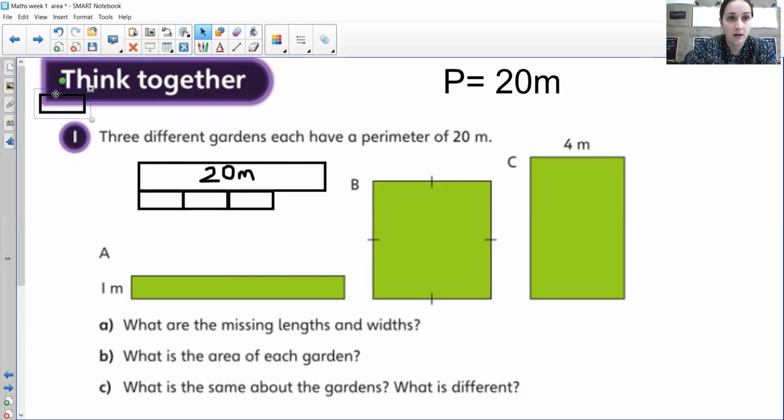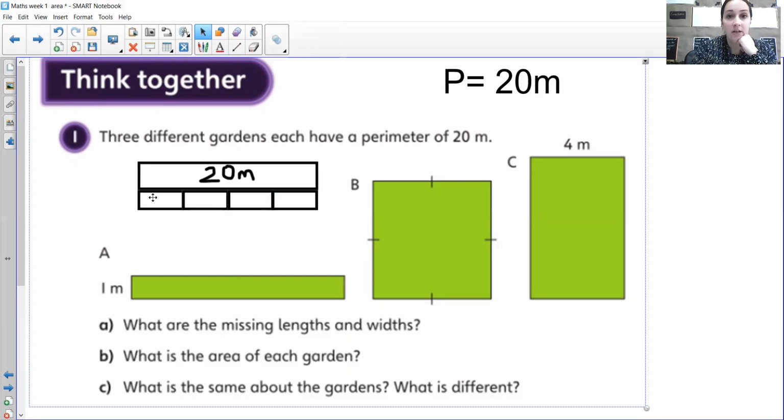My original bar model a little bit smaller. So while I'm doing this, have a think about if you know the whole thing equals 20 and you need to split that into 4 equal parts, what would each length be? Well, 20 divided by 4 would be 5. So you know that each length would be 5 meters because 5 add 5 add 5 add 5 would be 20. So the perimeter would be 20 still, and each one of these would be 5 meters.